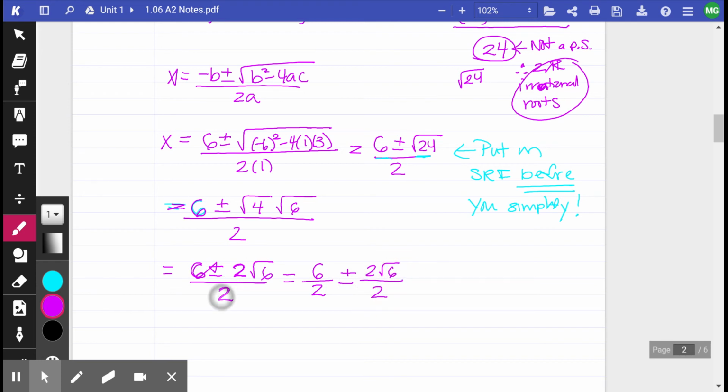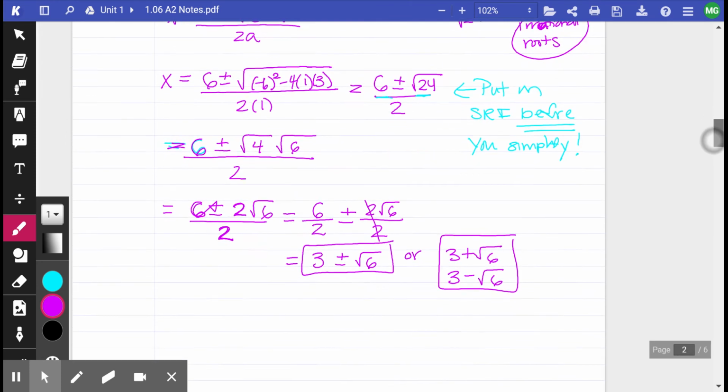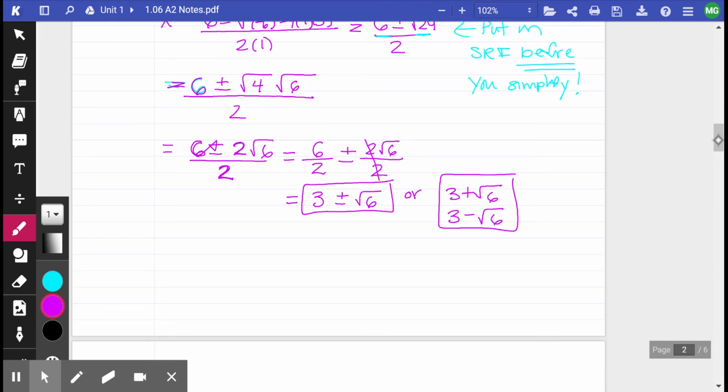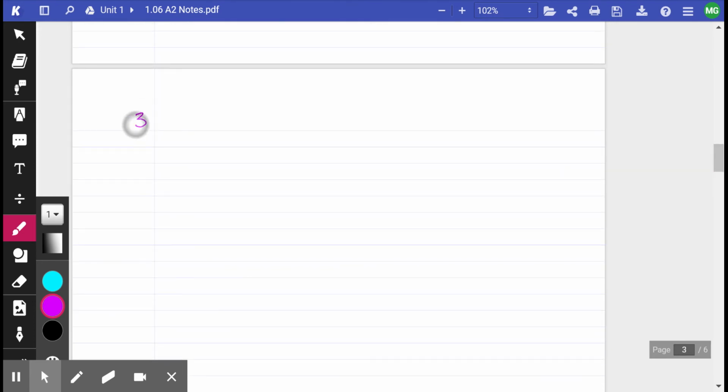So 6 divided by 2 plus or minus 2 rad 6 divided by 2. Now reduce each fraction. 6 over 2 gives me 3, and 2 divided by 2 is 1. So our final answer for our roots is 3 plus or minus rad 6, or you could write that as 3 plus rad 6 and 3 minus rad 6. Either way is fine.